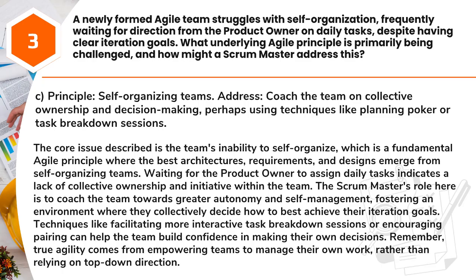The Scrum Master's role here is to coach the team towards greater autonomy and self-management, fostering an environment where they collectively decide how to best achieve their iteration goals. Techniques like facilitating more interactive task breakdown sessions or encouraging pairing can help the team build confidence in making their own decisions. Remember, true agility comes from empowering teams to manage their own work, rather than relying on top-down direction.